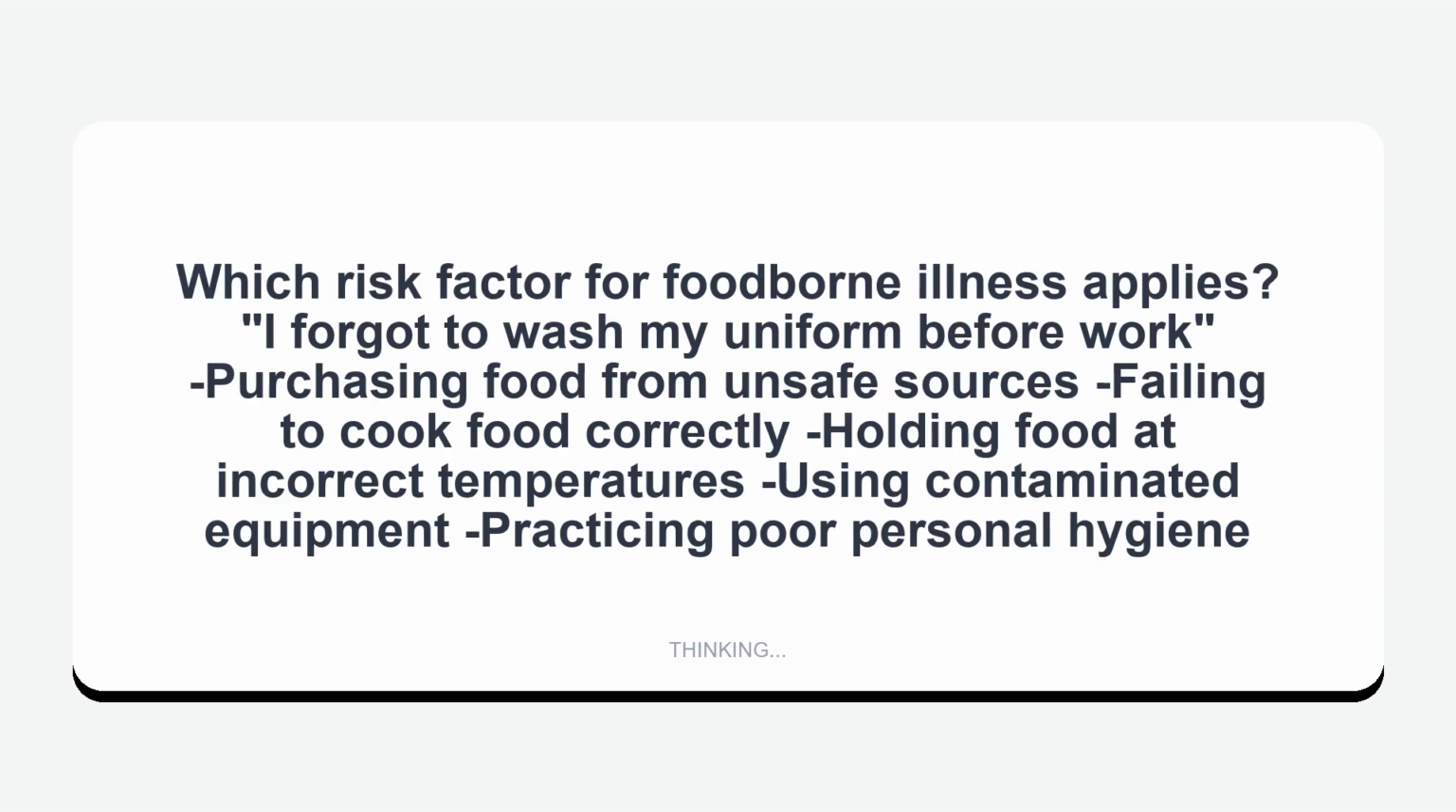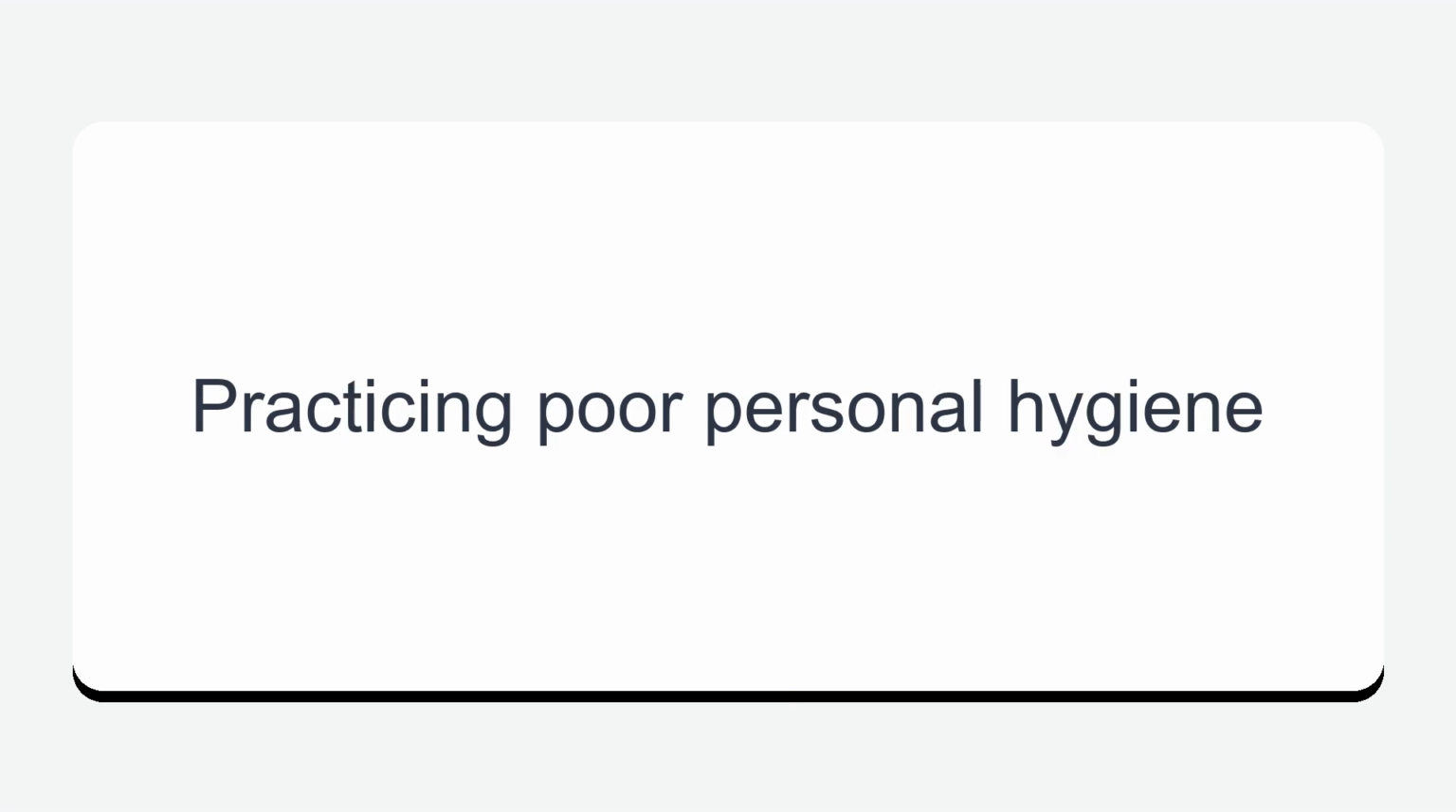Which risk factor for foodborne illness applies? I forgot to wash my uniform before work. Options: purchasing food from unsafe sources, failing to cook food correctly, holding food at incorrect temperatures, using contaminated equipment, practicing poor personal hygiene. Answer: practicing poor personal hygiene.